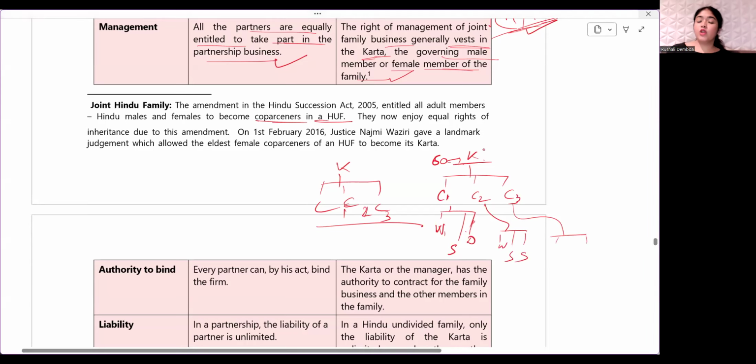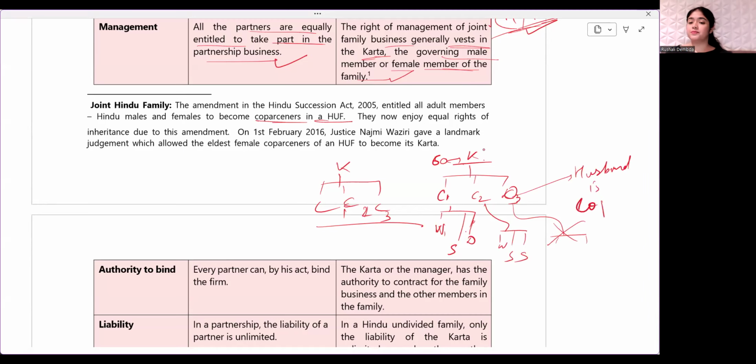Okay. If the daughter is there, her family members will not be included. Her husband will not be included. Her children will not be included in this HUF. They will become members of the other HUF where her husband is a co-partner. They now enjoy equal rights of inheritance due to this amendment. So all the Hindu male and female adult members become co-partners.